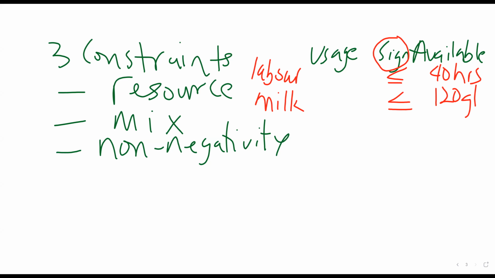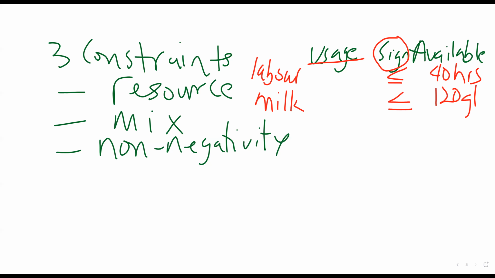But I want you to understand what the less than or equal to means. What is the equal to part? The equal to part is when you have used everything. You see, the usage is on the left-hand side. So if you use all of the existing hours of labor, then the symbol becomes equal to. But if you don't use all of the available resources, then it becomes less than. That is why it's less than or equal to.